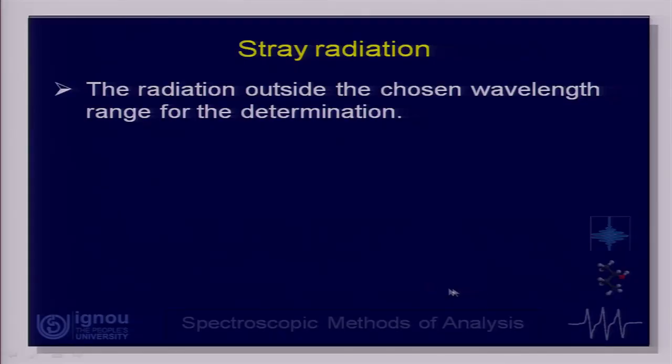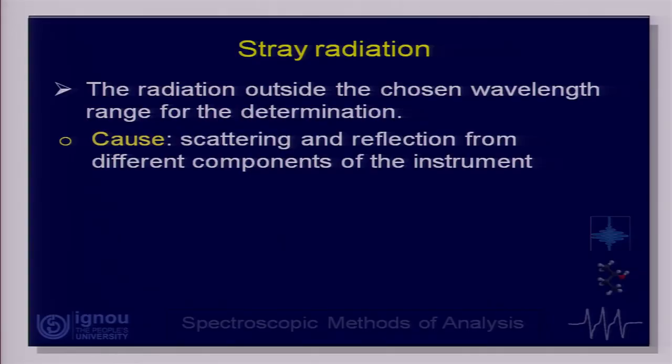Let us go further and talk about stray radiation. Stray radiation is radiation which is outside the chosen wavelength range for the determination. What it means is the following: suppose I want to make a measurement from 300 nanometers to about 380 nanometers. This is the range I want to make the measurement over.